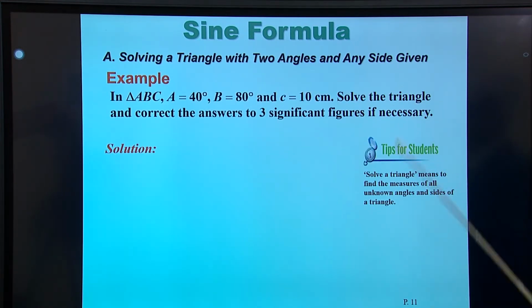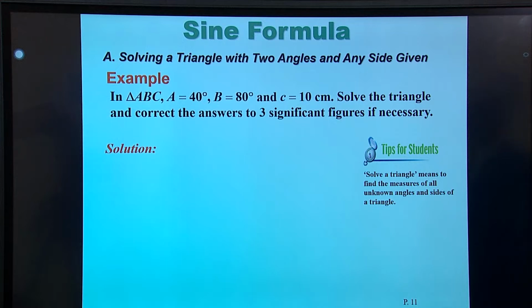If I have a triangle ABC, solve the triangle in three significant figures if necessary. They say solve the triangle. Now, when they say solve the triangle, that sounds a bit strange. What it means is this. You must find the measures of all the unknown sides in that triangle.